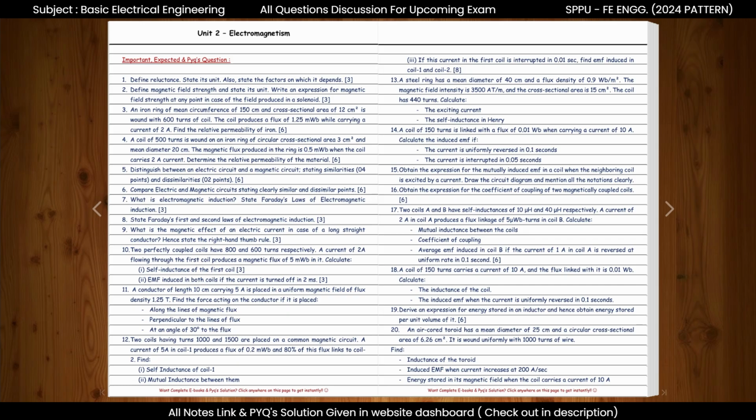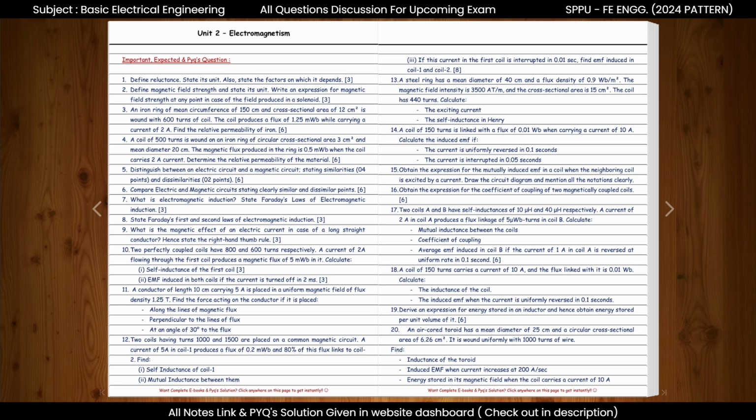coil B. Calculate mutual inductance, coefficient of coupling, and the average EMF induced in coil B if the current of 1 ampere in coil A is reversed at a uniform rate in 0.1 second. This problem applies all the formulas for mutual inductance and induced EMF with the given values.